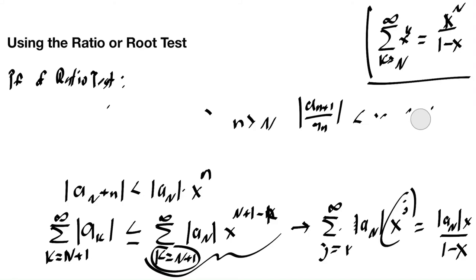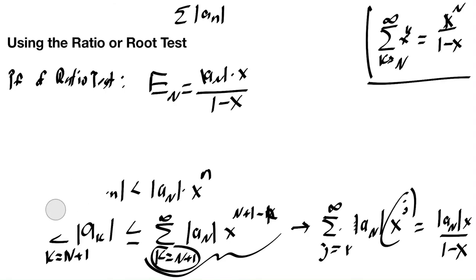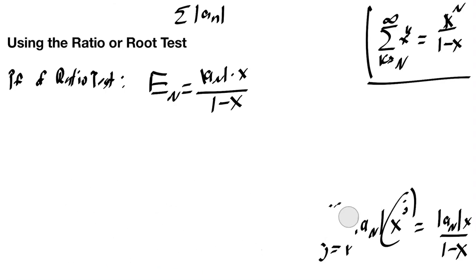So what does that mean? So that tells us something about our error. So it tells us that when we have the ratio test, that error term that we were talking about earlier, the capital N error term is just whatever that nth term is, the absolute value of it, times x over 1 minus x. And so this error term is the error term for the sum of the absolute value of a sub n. So it's the error term for the absolute convergence. So we don't know what a sub n converges to, but we know what the absolute values converge to.